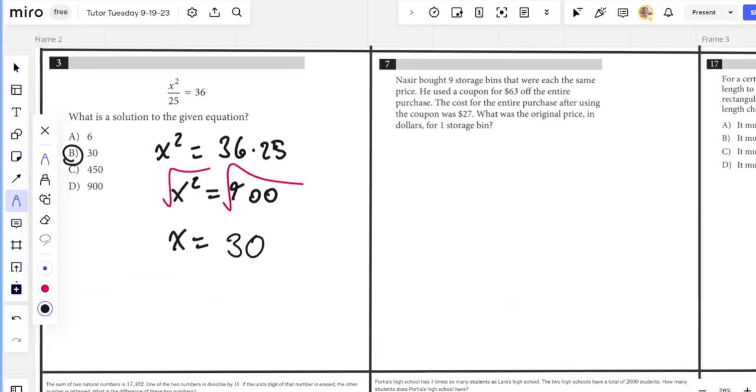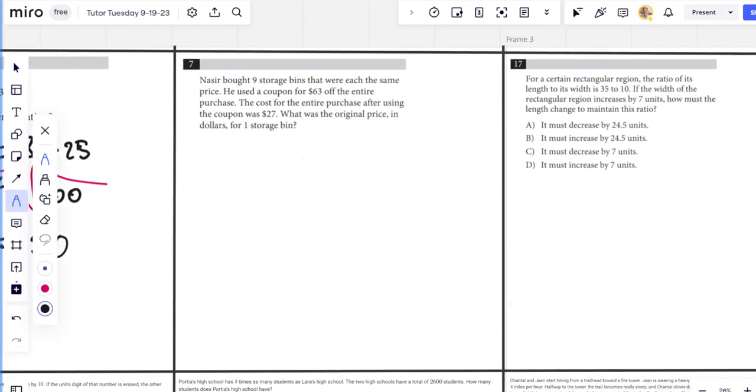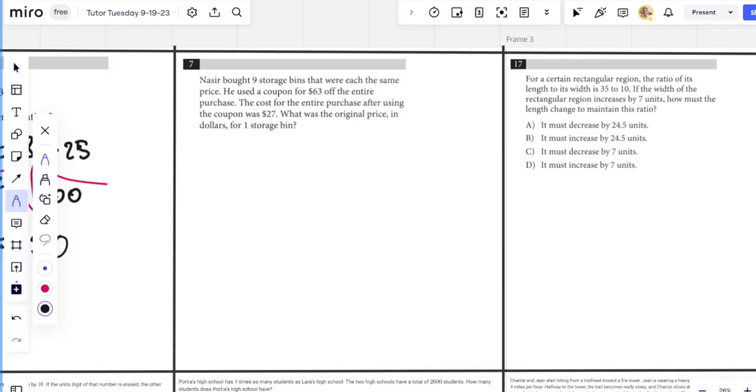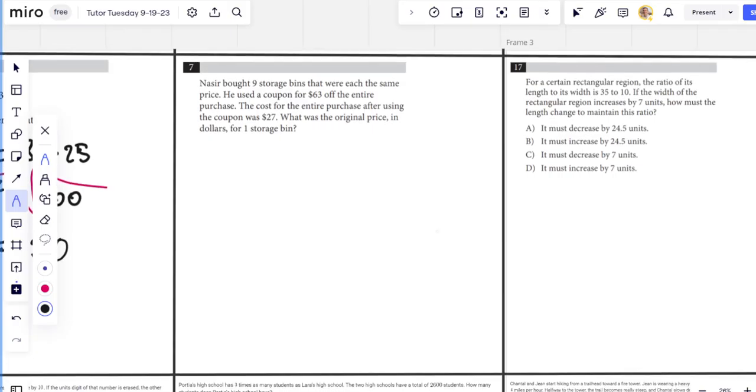Let me post some of the questions here as well. So we've got number 7, for those of you who can't see. Number 7, Nasser bought 9 storage bins that were each the same price. He used a coupon for $63 off the entire purchase. The cost for the entire purchase after using the coupon was $27. What is the original price for one storage bin?